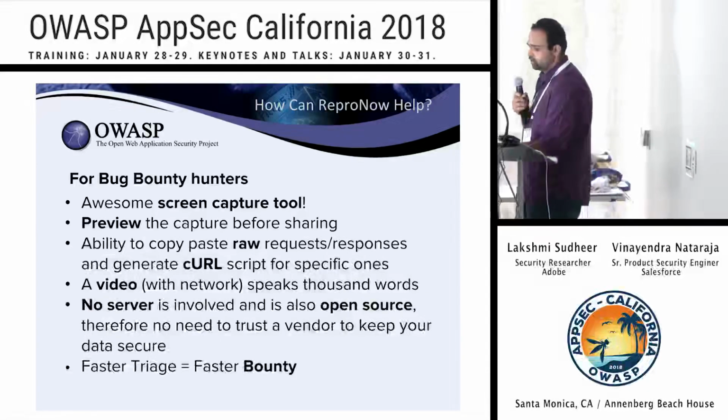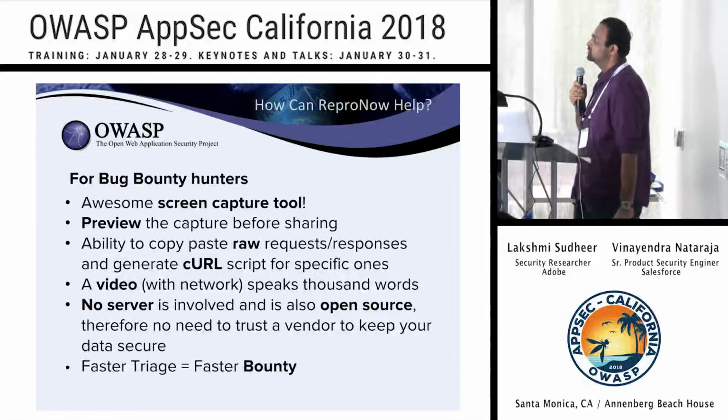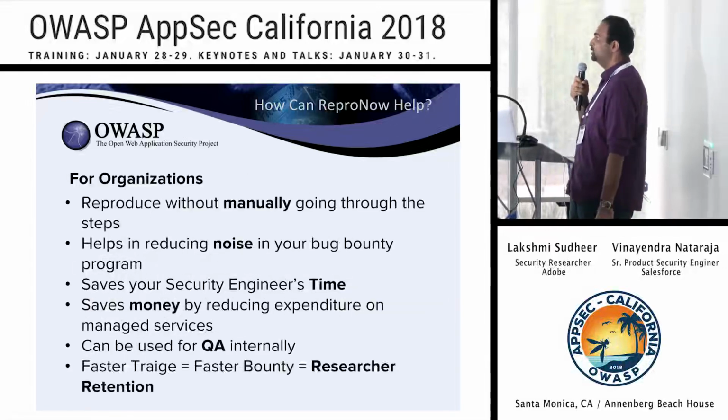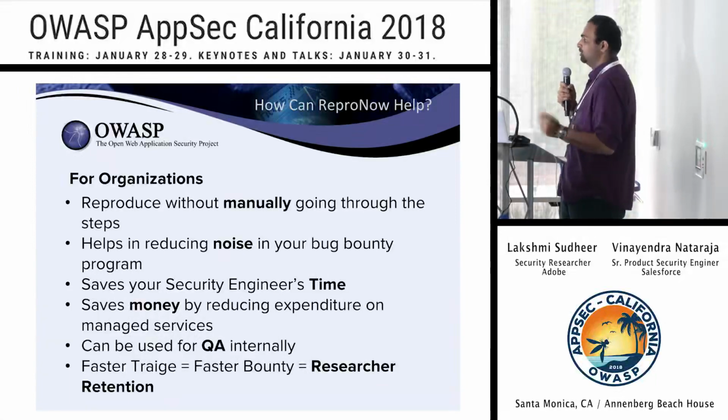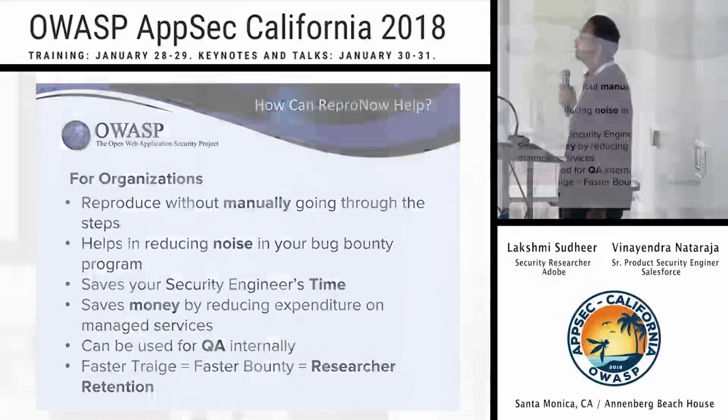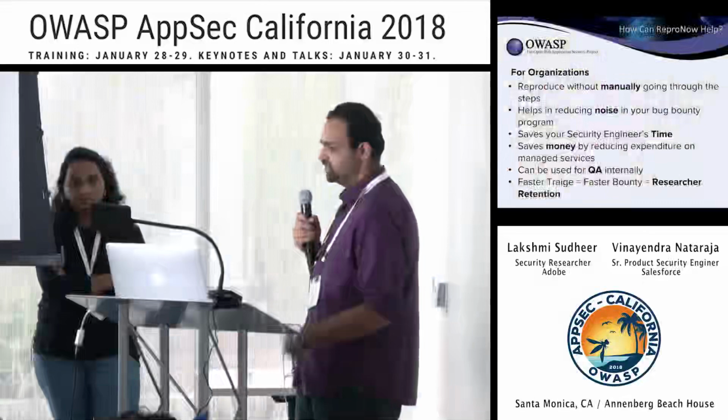For organizations, this is really useful because you don't have to manually go through the steps and reproduce it. Since you have the network request, you know what's happening, and you can directly go to the particular endpoint and check what went wrong. It helps reduce noise. If you use this as a gating mechanism, you can know if a person is submitting a bug which is spam, or if it is a real bug. It helps save your security engineers time.